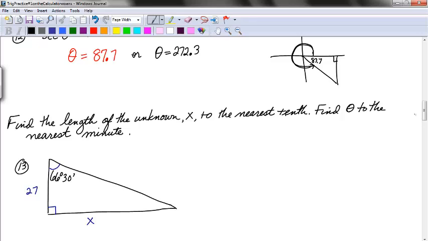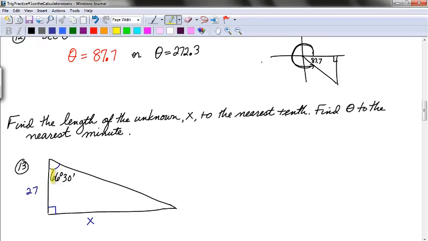Now on problem 13, draw a triangle. Label this angle as 66 degrees, 30 minutes. That one's 30 minutes, you could say it was 66.5 degrees. You can go either way. Label this side as x, and this side is 27. Now I want to find x.